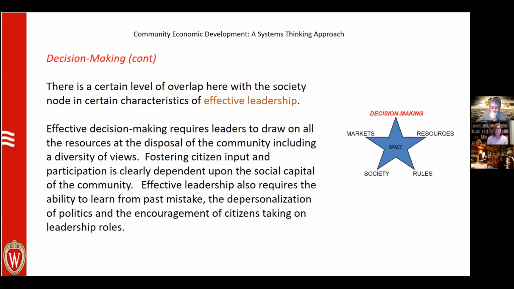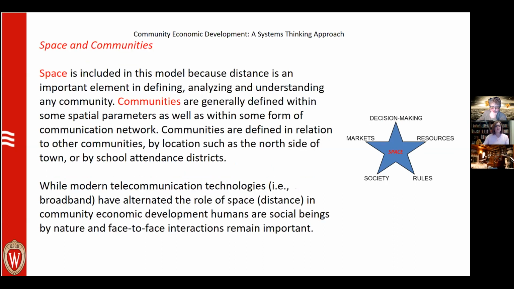Fostering community citizen input and participation clearly depends on social capital. One of the things you'll notice here is that we've broken these out into individual nodes, but there is overlap. Effective leadership requires effective social capital, the social node, the society node of the star. Okay, space. This is something we kind of complete here, in the sense that the community doesn't live in isolation. It's part of a larger economic system.